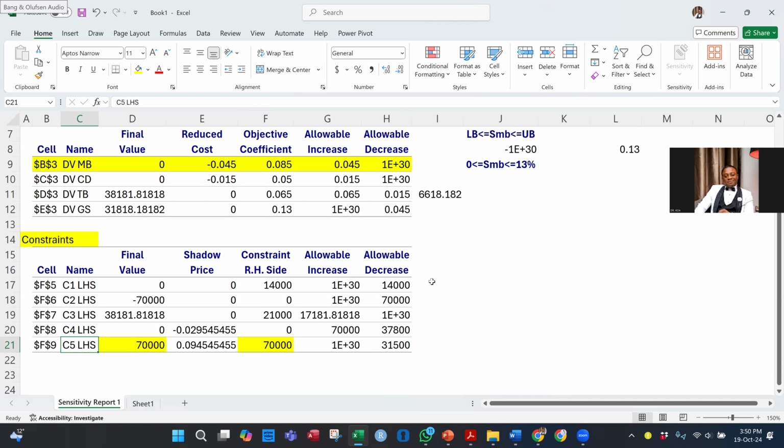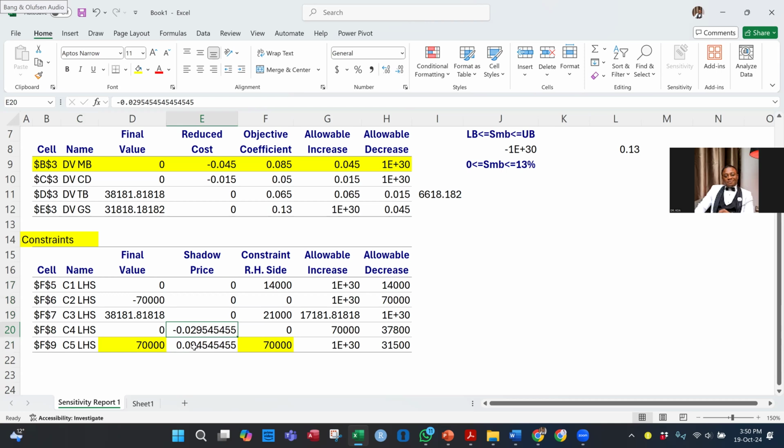Which one? How do you know? What you got to do is to use the shadow price. So all of these have got a shadow price. This third one has got a shadow price. The fourth one has got a shadow price, which is negative. So you don't go there.